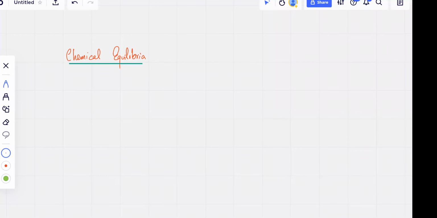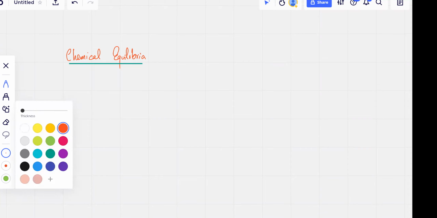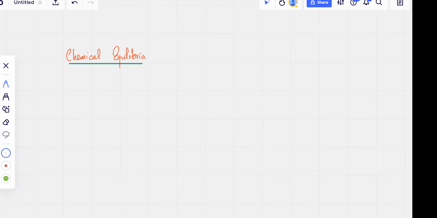So everything is a revision of what you've done in your AS, and then you're going to build on top of that. So I'm going to quickly start off with the Le Chatelier principle, not spend a lot of time on that. For example, the Le Chatelier principle and equilibrium. You've studied this in O levels as well as in AS.